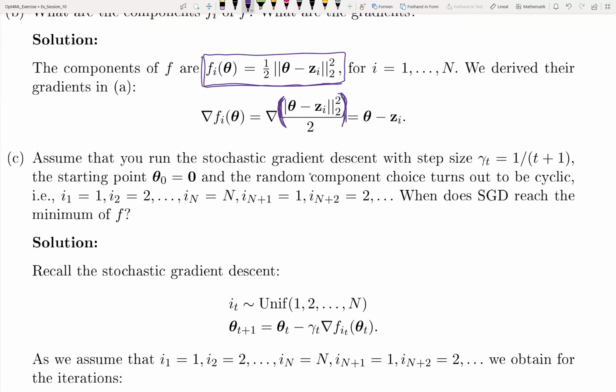So cyclic means in the first iteration you choose for the stochastic gradient the component 1, in the second iteration the second component, etc. And then from there on it goes on again. And now let's have a look at when will stochastic gradient descent, the plain stochastic gradient descent, without mini batches and such things, reach the minimum.